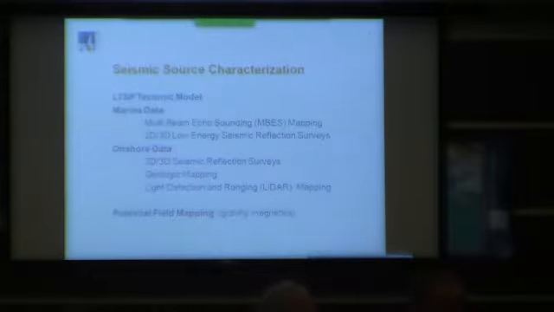Next slide. The information that we're considering as part of this process includes the original 1988 LTSP tectonic model, and then new data that we've collected as part of the AB 1632 studies, including marine data, multi-beam echo sounding of the seafloor, low energy seismic reflection surveys of the sea, as well as onshore data where we're doing 2D and 3D seismic reflection surveys on land, geologic mapping, topographic mapping, as well as potential field mapping, looking at variations of gravity and magnetics. So to address the specific request that we use three-dimensional data, this is an example of the kind of information that we are considering, and I'll have some examples of that later on this morning.